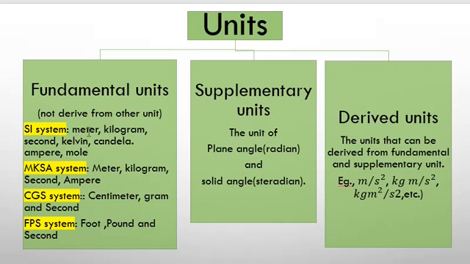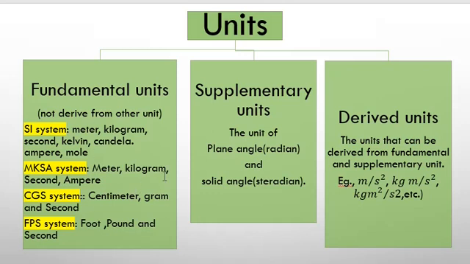In the MKS system, there are 4 fundamental units: meter, kilogram, second, ampere. Similarly, according to the CGS system, there are 3 fundamental units: centimeter, gram, and second. In the FPS system: foot, pound, and second. These are the fundamental units.